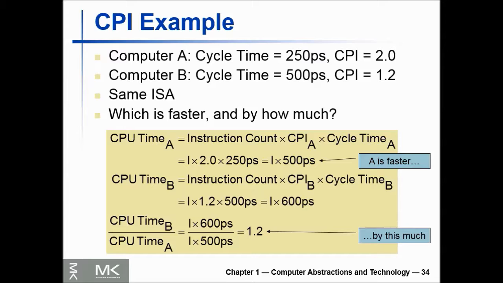The amount faster is given by the ratio of the execution times, which comes from the performance equation we saw earlier, that is CPU performance A divided by CPU performance B is equal to execution time B divided by execution time A, that is equal to I multiplied by 600 picoseconds divided by I multiplied by 500 picoseconds, that is 1.2. So we can conclude that computer A is 1.2 times as fast as computer B for this program.